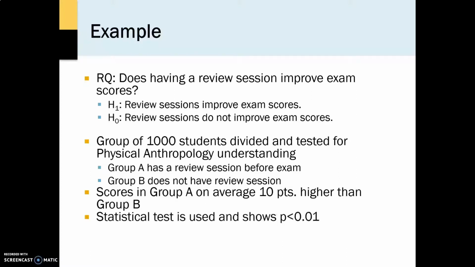So you use a statistical test, and this shows that P is less than 0.01. So that means that your results are statistically significant and that your alternative hypothesis that review sessions improve exam scores can be accepted, and your data is supporting that.